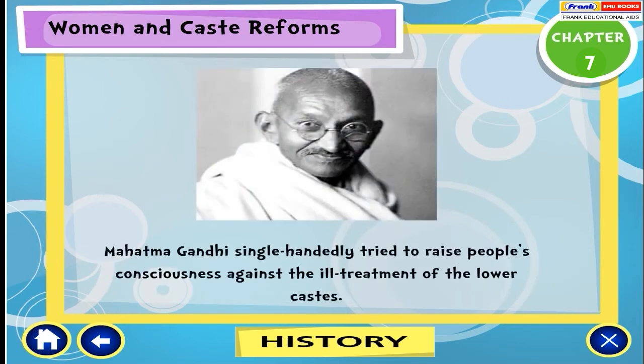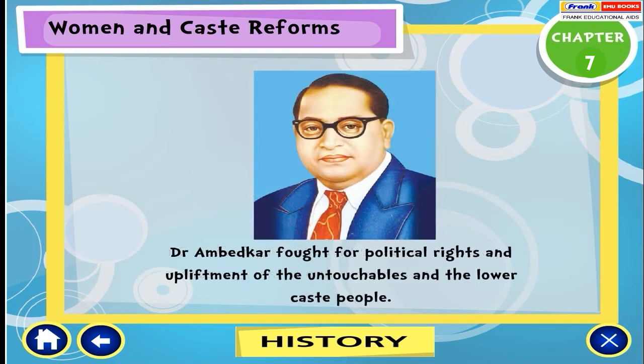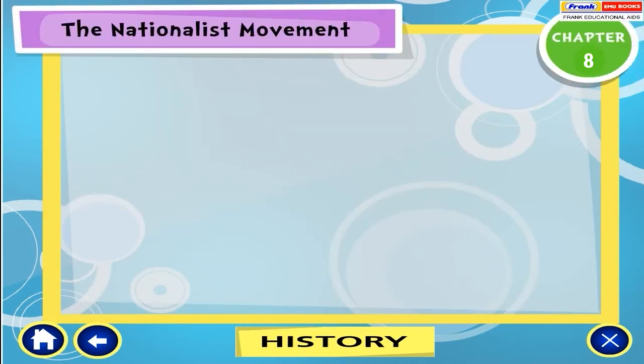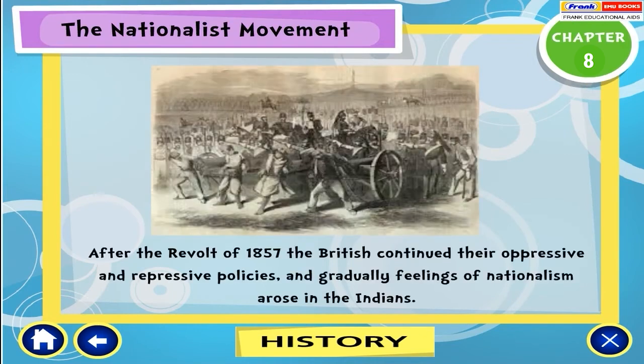Mahatma Gandhi single-handedly tried to raise people's consciousness against the ill treatment of the lower castes. Dr. Ambedkar fought for political rights and upliftment of the untouchables and the lower caste people. The Nationalist movement. After the revolt of 1857, the British continued their oppressive and repressive policies, and gradually feelings of nationalism arose in the Indians.